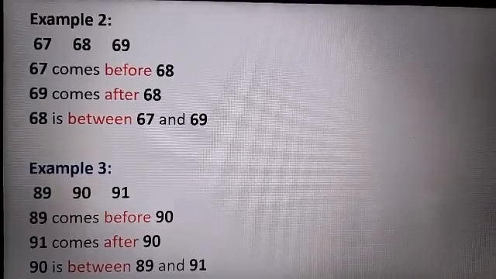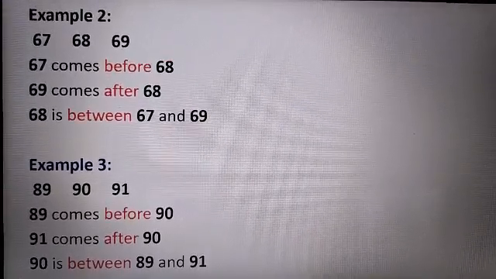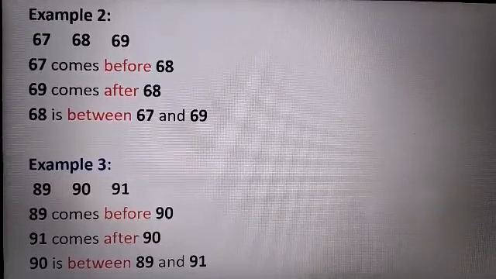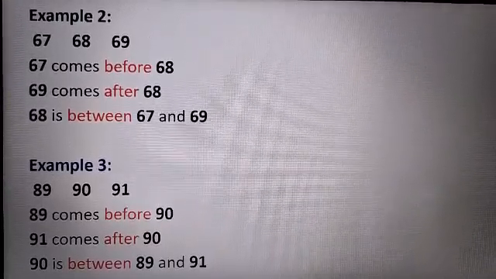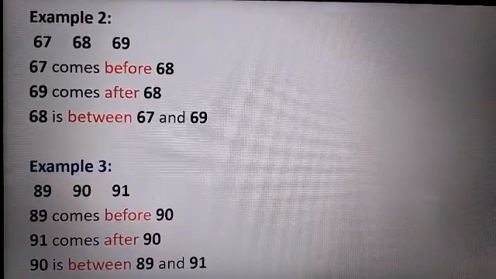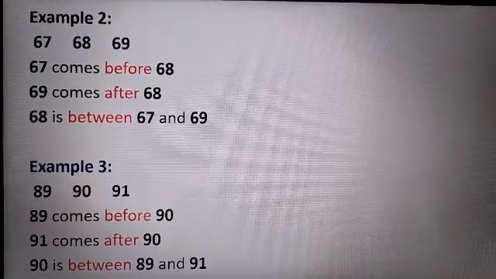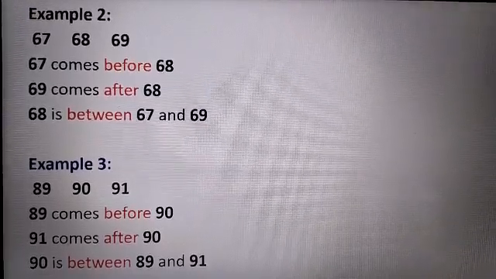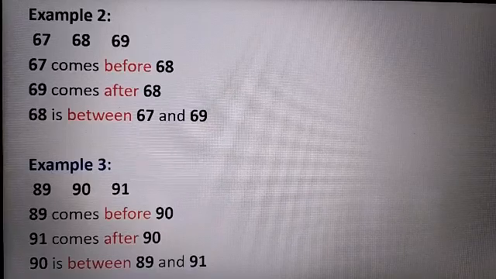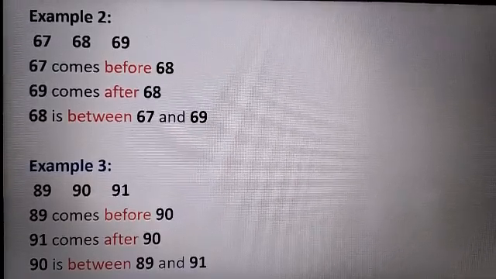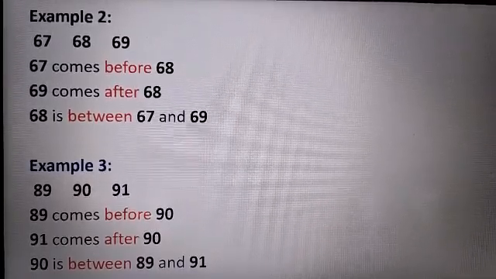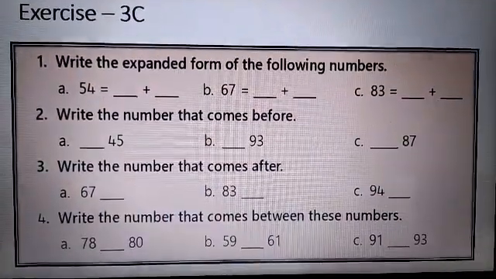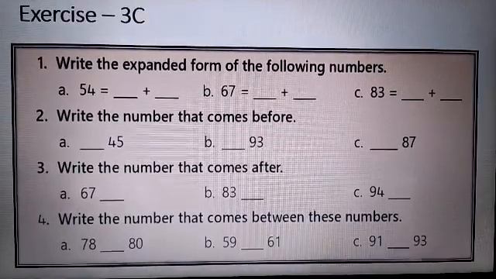So here we have completed our 3 very little teeny mini topics. First was the place value chart of numbers, then the expanded form of numbers, and before, after and between numbers. Now we are going to solve our exercise 3C based on these topics. So kids, let's get started.